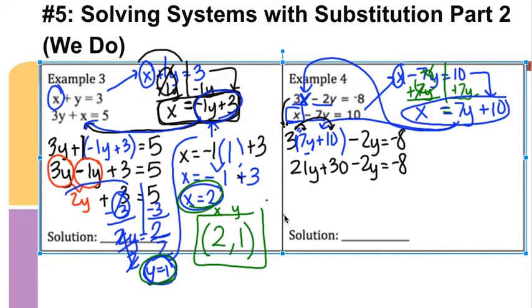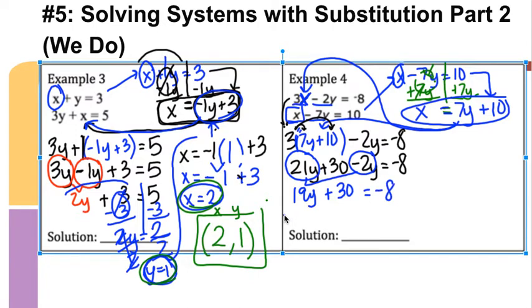In this next step, I'm going to see these like terms. I want to combine those. 21y minus 2y, those together become 19y plus 30 equals negative 8.